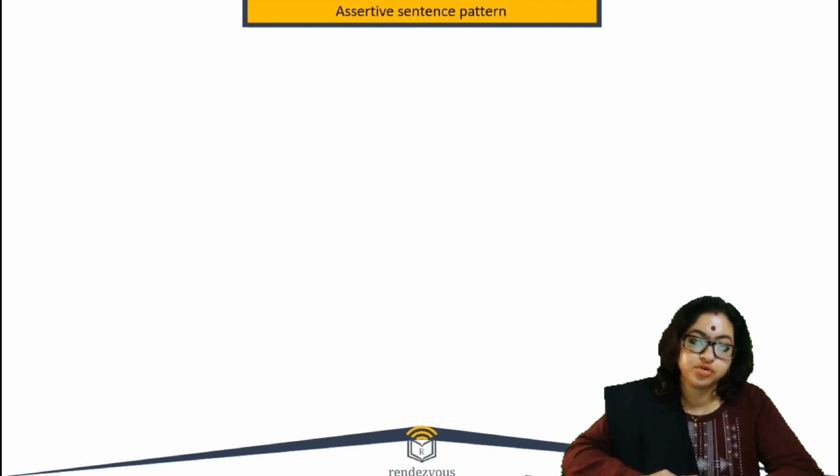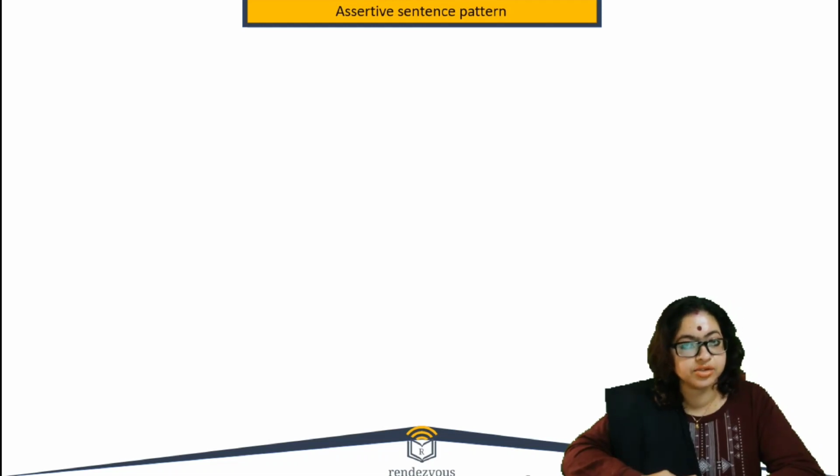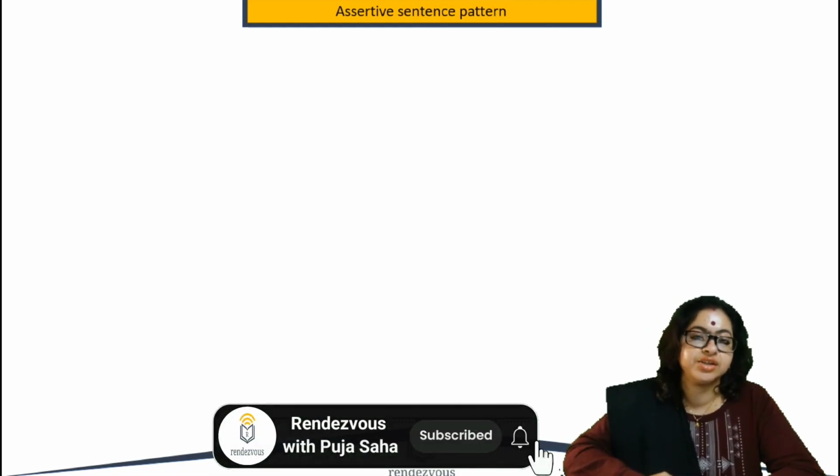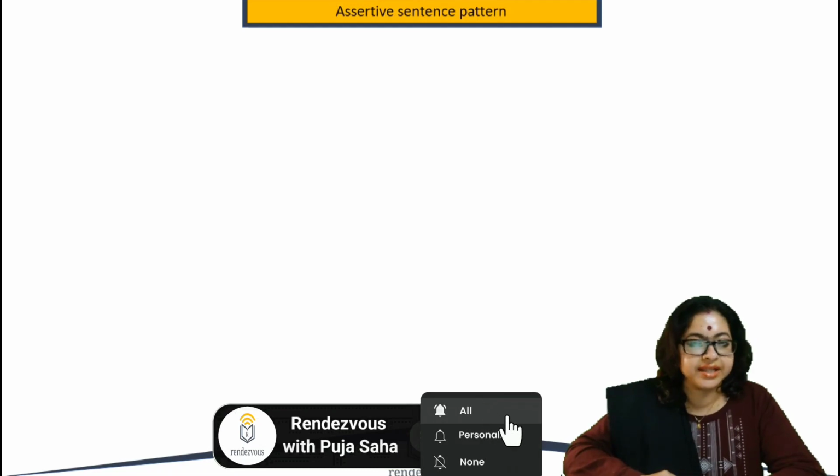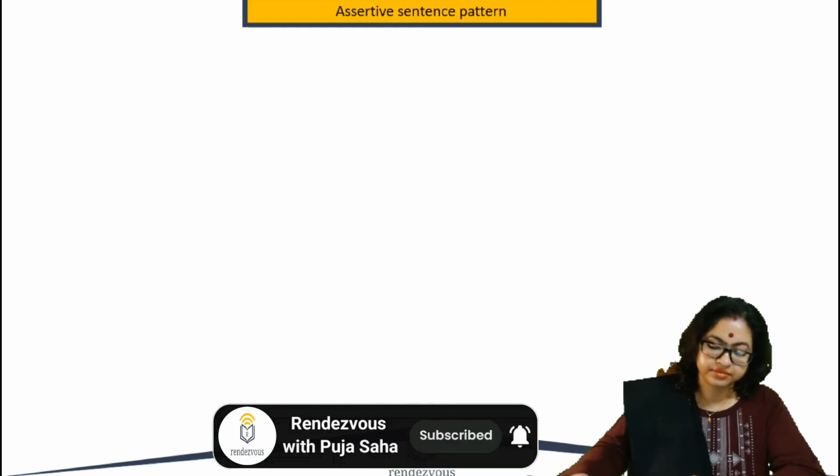In continuation to my previous sessions on sentence construction, today we have the assertive sentence pattern and, related to that, the SVO structure. And later on we shall come to transitive and intransitive verbs, and when intransitive verbs behave as transitive verbs, in minute detail. So without further ado, let's start the session.